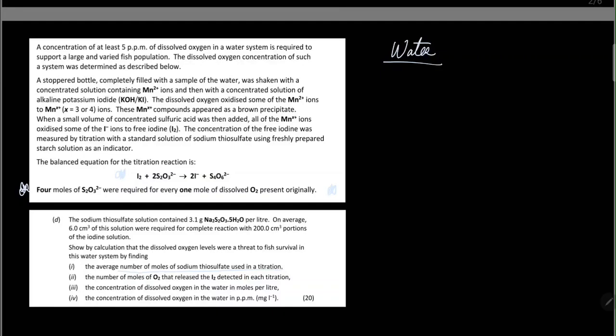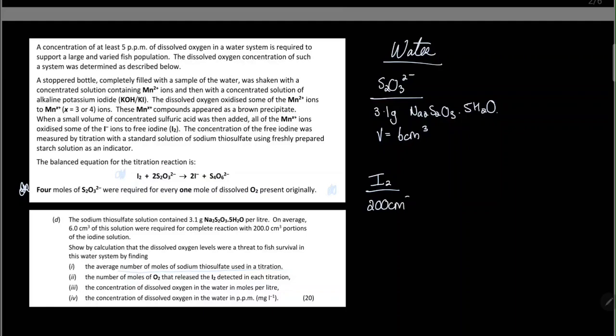So we're just going to take all the important parts out. So sodium thiosulfate. So I'm just going to write down all the information that I have about that. We have 3.1 grams of that substance per litre. The volume is 6 centimeters cubed. And for the iodine then, we have 200 centimeters cubed of the iodine, which is the volume.